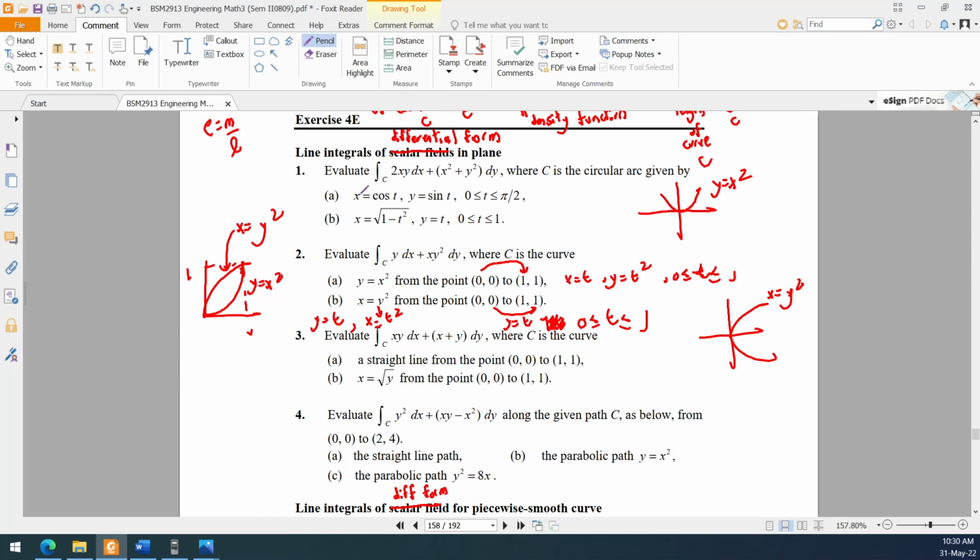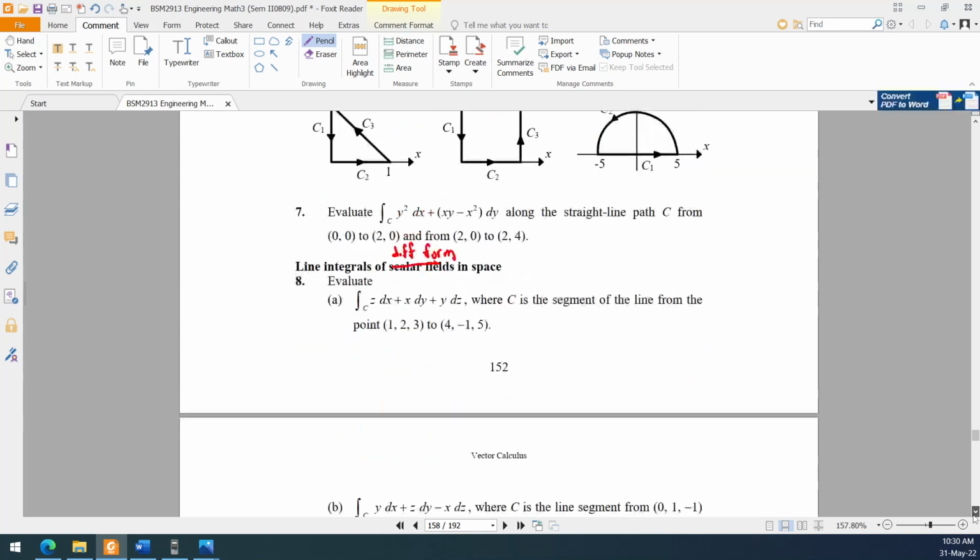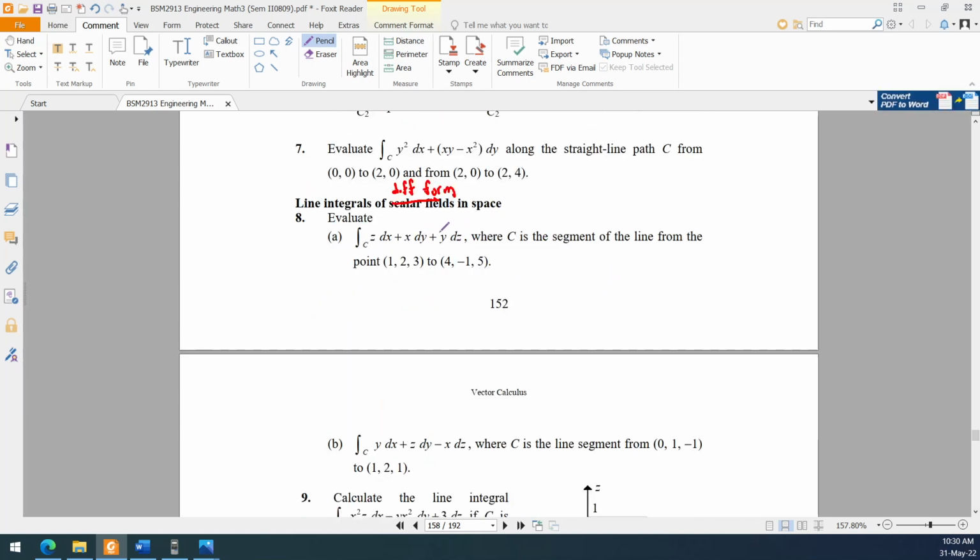So we have shown question 1a, 2b, 3a, 3b, and the rest you have to do on your own. This is a piecewise smooth curve. You have to do C1, C2, C3, three times. This one has 4 curves, you have to break the C into C1, C2, C3, C4, so 4 times work. This one C1, C2, 2 times works. And then the rest is in 3D space, so add the z variable.